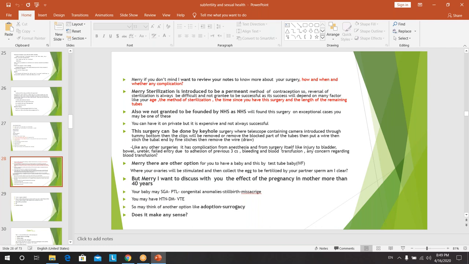Here, we will take the egg from the patient and put it in the test tube and fertilize it with her partner's semen. Then the fertilized egg will be implanted in the surrogate mother. This is called full surrogacy. This will include an IVF cycle. So here the baby will be genetically linked to the patient and will not be genetically linked to the surrogate mother.